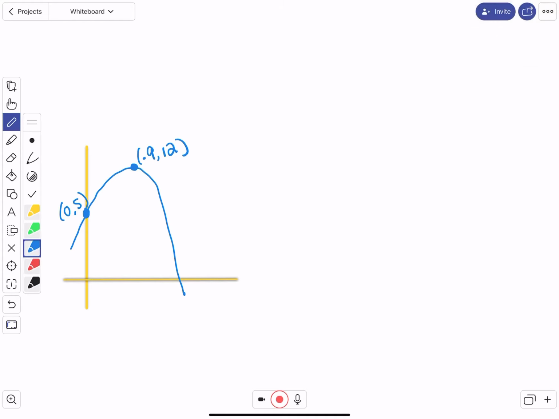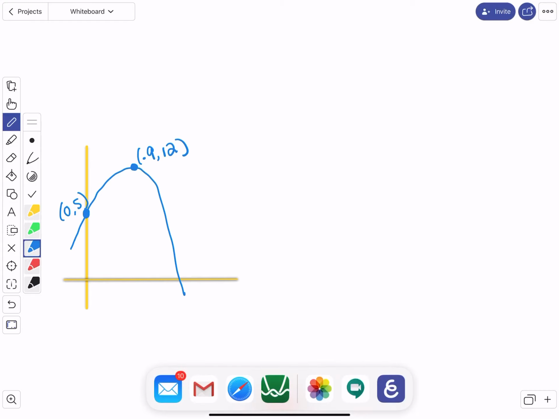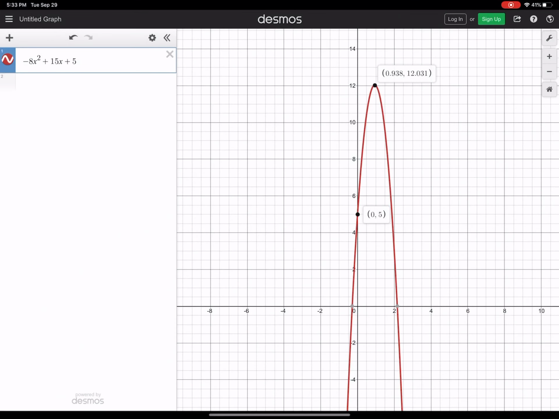Okay, so this is the parabola for the problems 7 through 12 that you were talking about. So real quick, let me go to Desmos. So here's the equation graphed in Desmos.